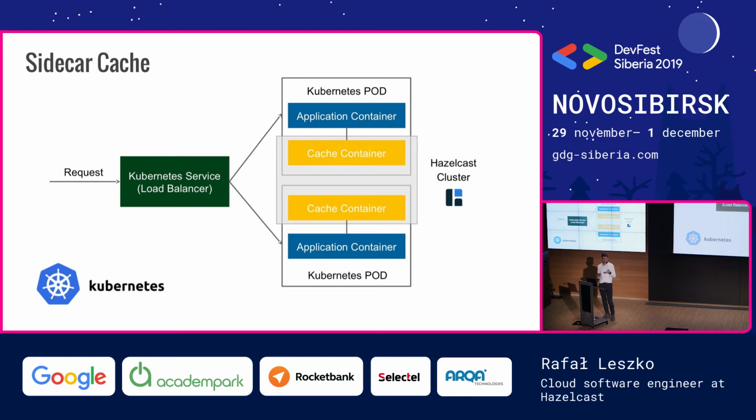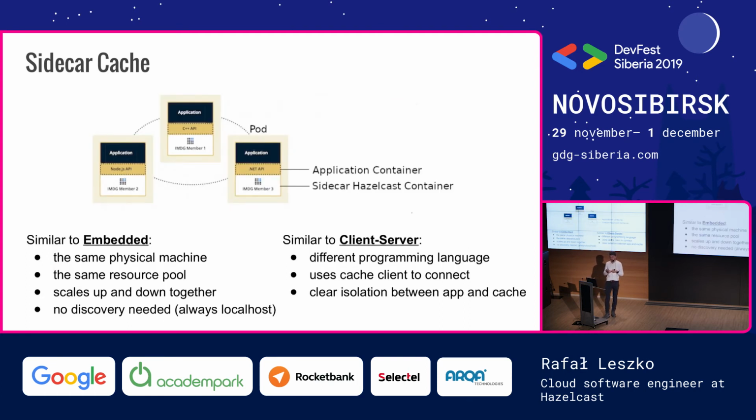So this solution is somehow similar to client server and somehow similar to embedded mode. It's similar to embedded because it's the same physical machine after all, it's the same resource pool, and it scales up and down together with your application. However, it's different because we use cache clients, so you can write it in any programming language you want, and there is some kind of isolation between cache and application. The isolation is on the container level.